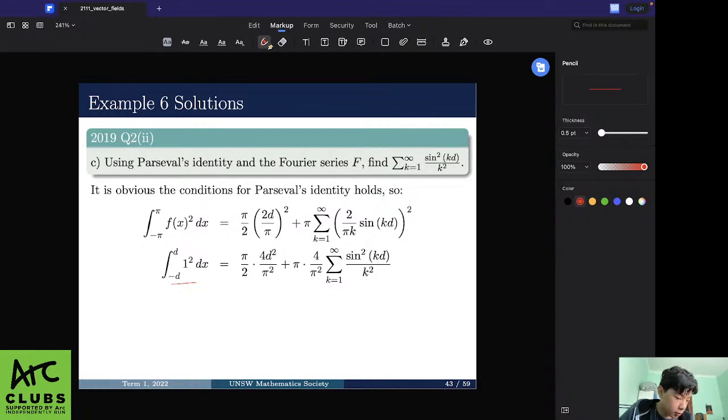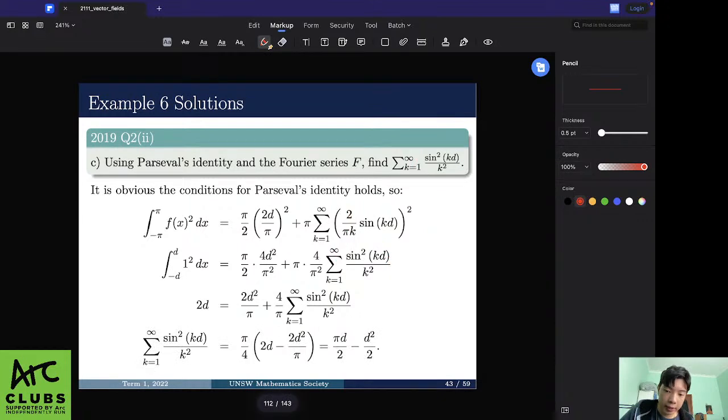We've squared these, so we've worked out what these are. And then what we've done is we've seen that this becomes a 4 on π squared. So if we take it out, we actually get our term that we're looking for here, right? So now that we've simplified, we can just rearrange for this series, and then we should be able to get the answer to this question. So we've used Parseval's identity to find the series, which is going to be equal to π times d on 2 minus d squared on 2.